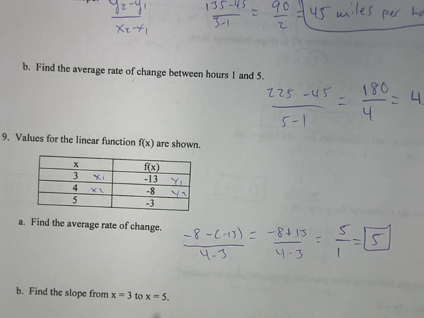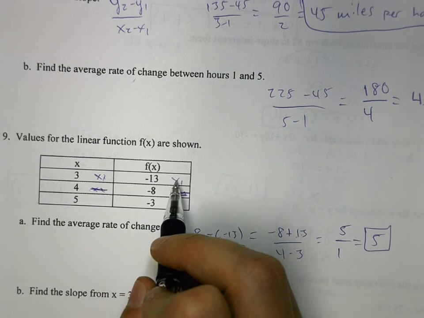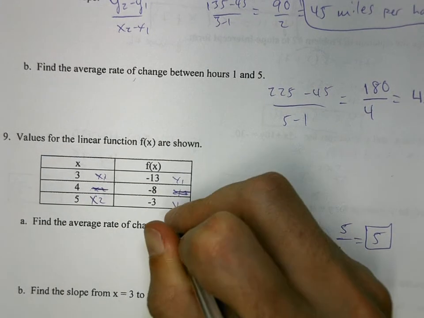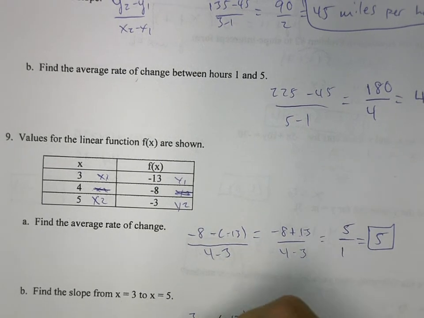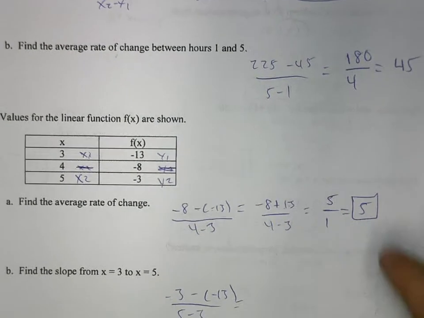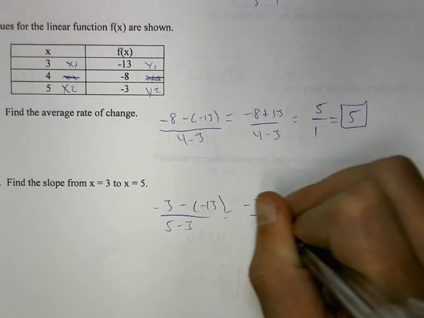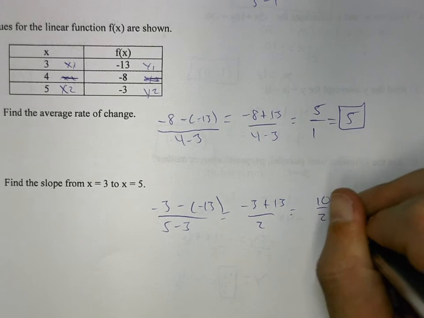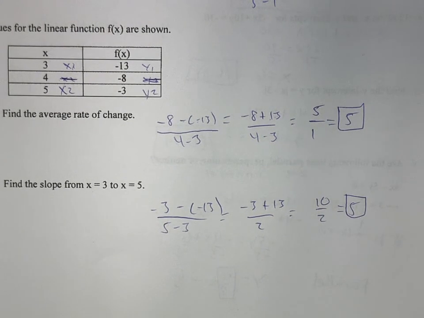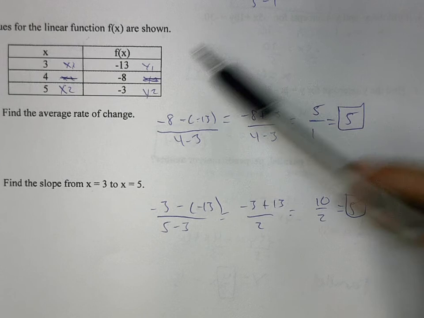Find the slope from x equals 3 to x equals 5. So 3 is x1, making -13 y1. 5 is x2, that's y2. -3 minus a -13, all over 5 minus 3. Whenever you subtract the negative, that makes it positive. And when you subtract them, you get 10 over 2, which is also 5. If your rate of change was not the same, it would not be a linear function. Because these are linear functions, your slope should always be the same answer.